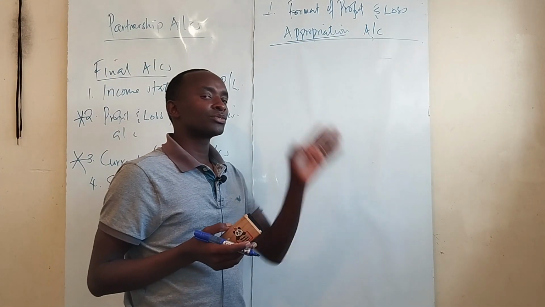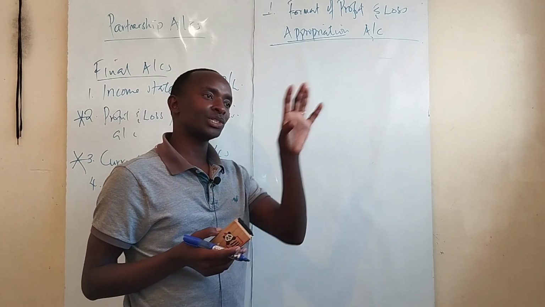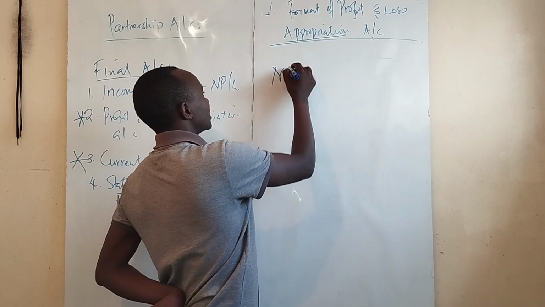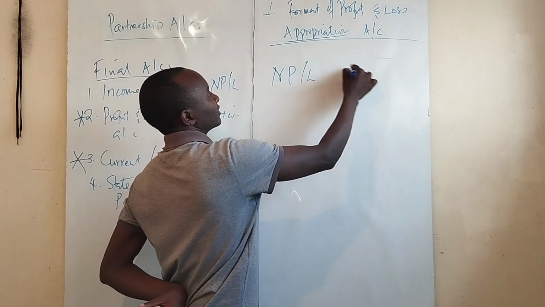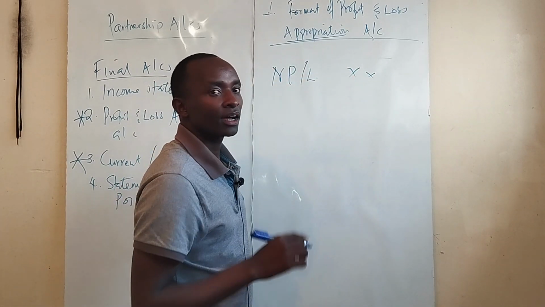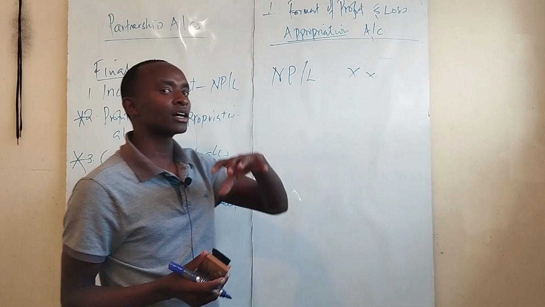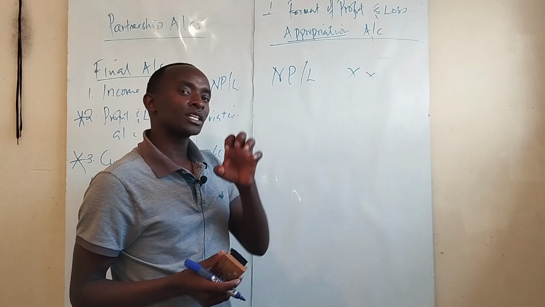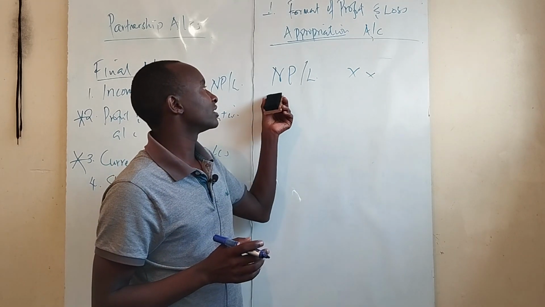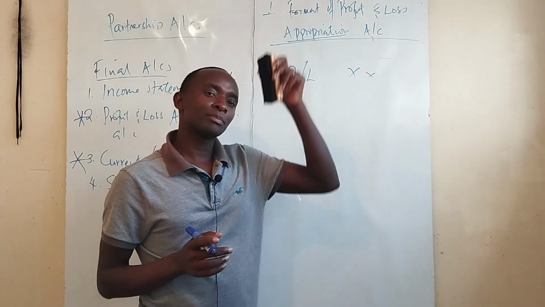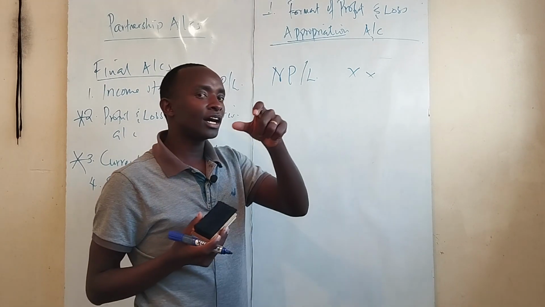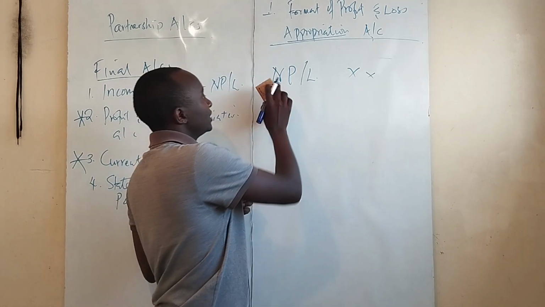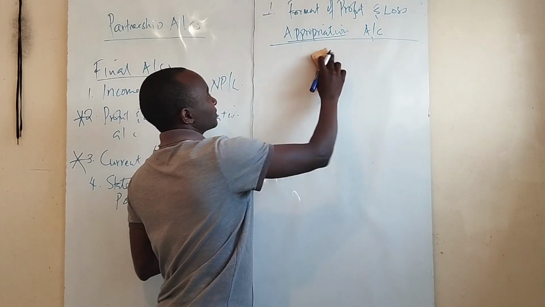appropriating means you are sharing something, right? So here, after arriving at either the net profit or loss, in the partnership business, you've prepared the income statement and you've arrived at the net profit or loss. Remember, these are partners and they are supposed to share the profits and losses as per the agreement they had and documented in the partnership deed. This is what happens in appropriation.